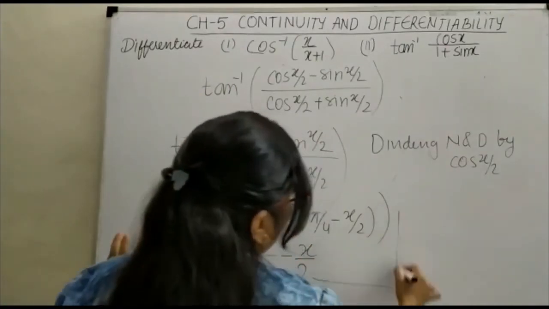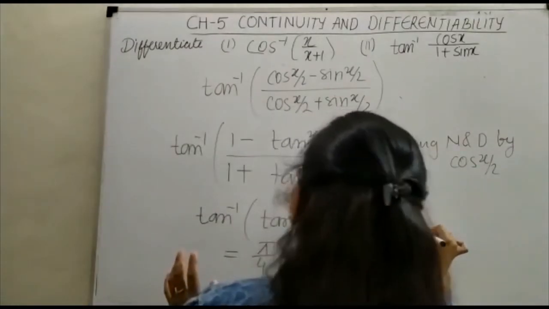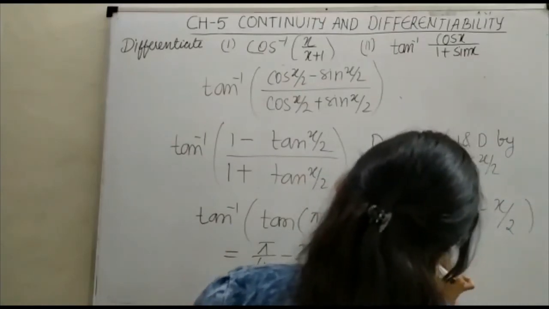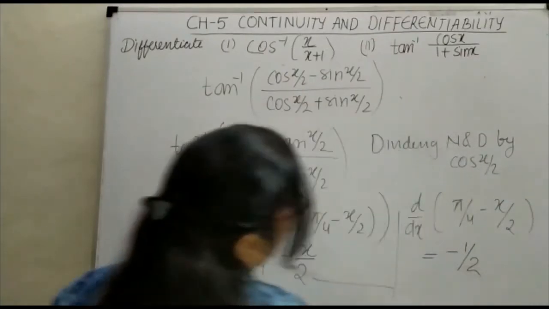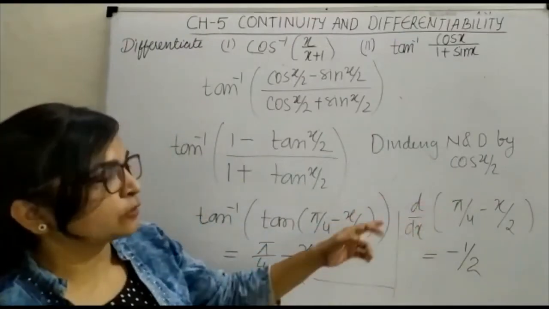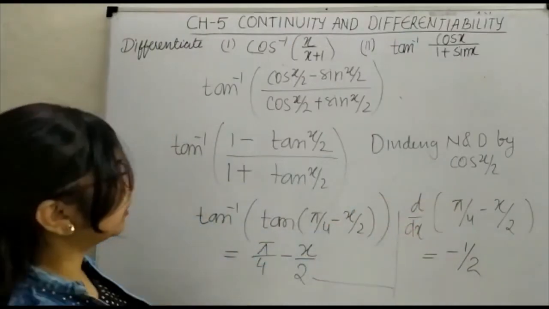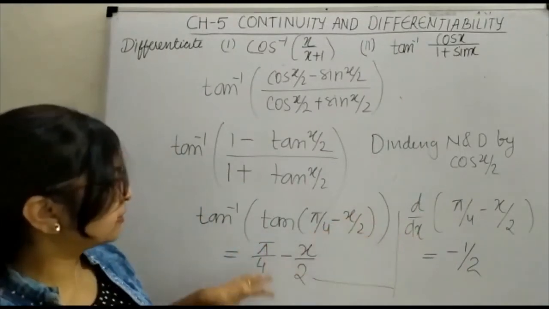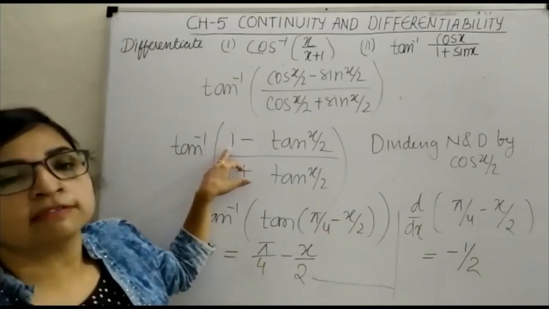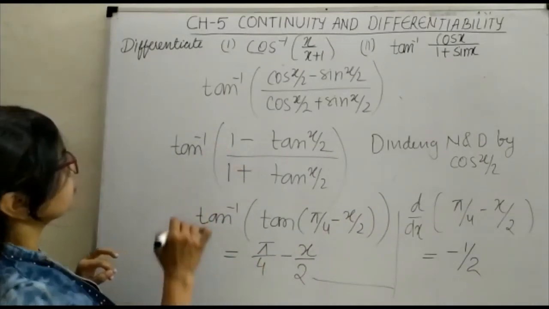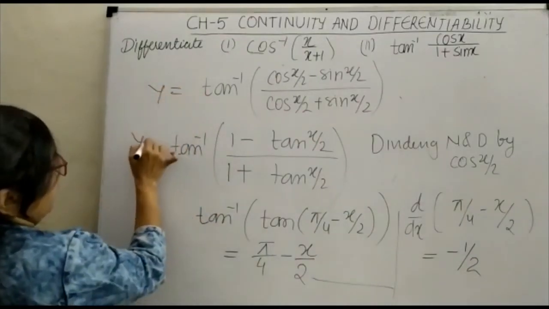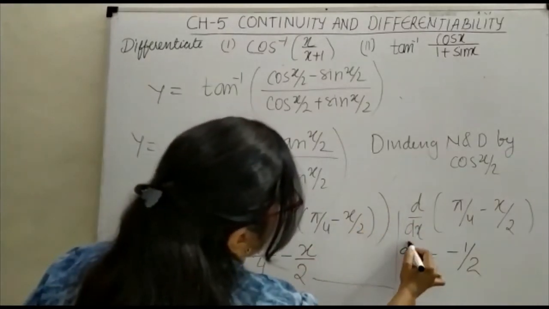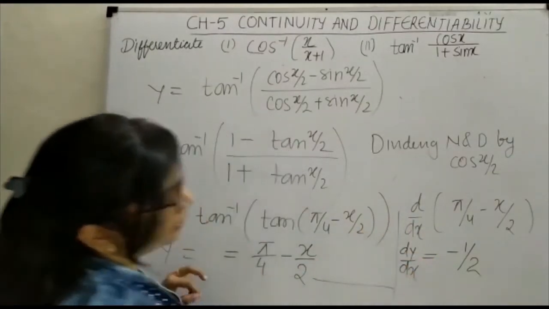When you differentiate this, that is d upon dx of pi by 4 minus x upon 2, you get the answer minus half, because differentiation of pi by 4 is 0 and minus x upon 2 will be your half, and this is by the formula tan inverse tan pi by 4 minus x by 2. So this is all you can apply here for y, and when we do here, then this is your dy upon dx.